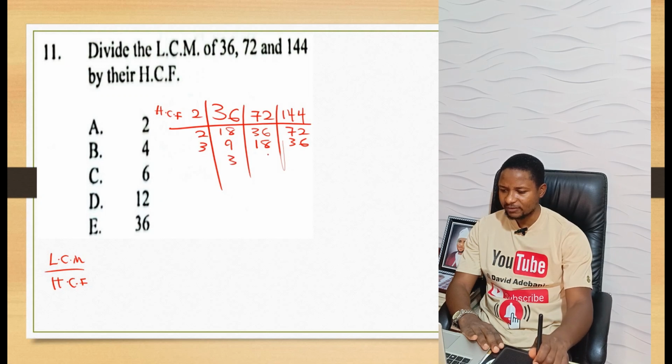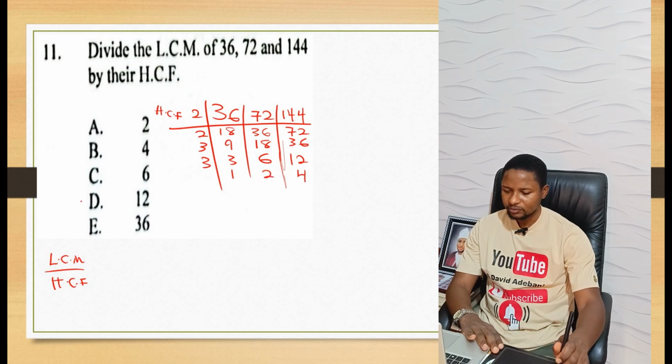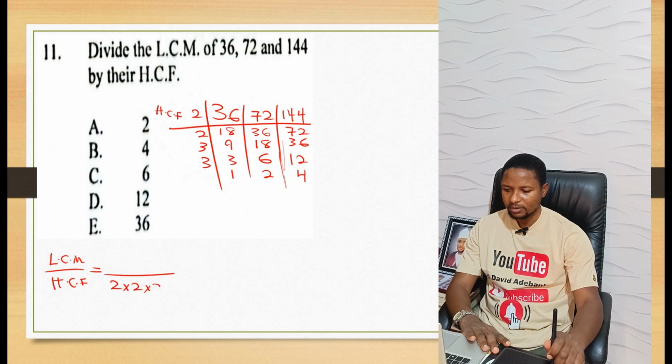3 in 18 you have 6. 3 in 36 you have 12. Now if you check it again, 3 can still go. 3 here you have 1. 3 here you have 2. 3 here you have 4. Now no other prime can go in all the numbers. So you have found your HCF to be 2 times 2 times 3 times 3.